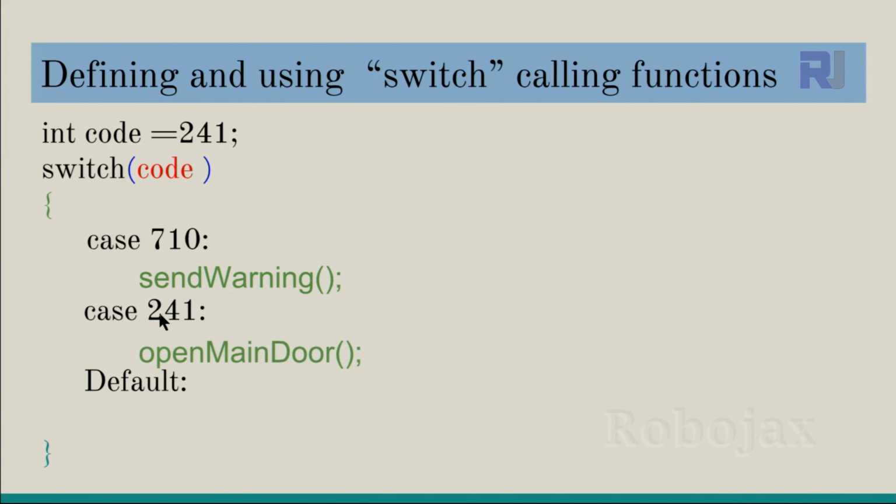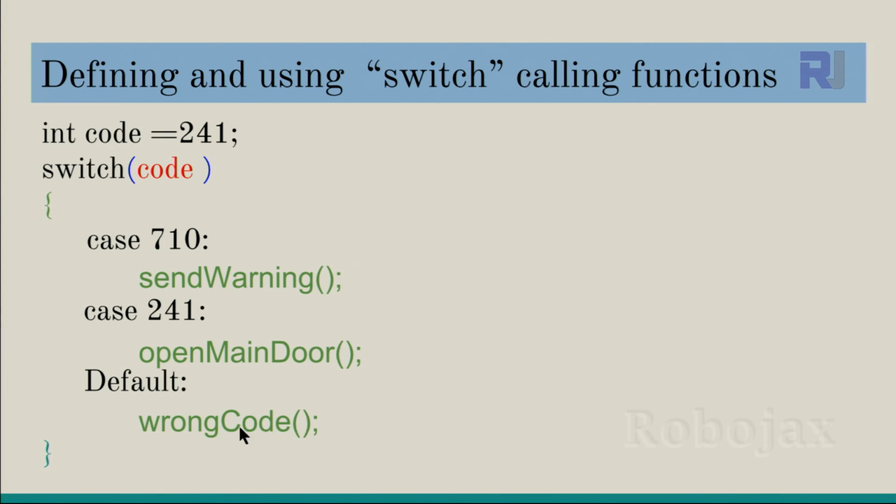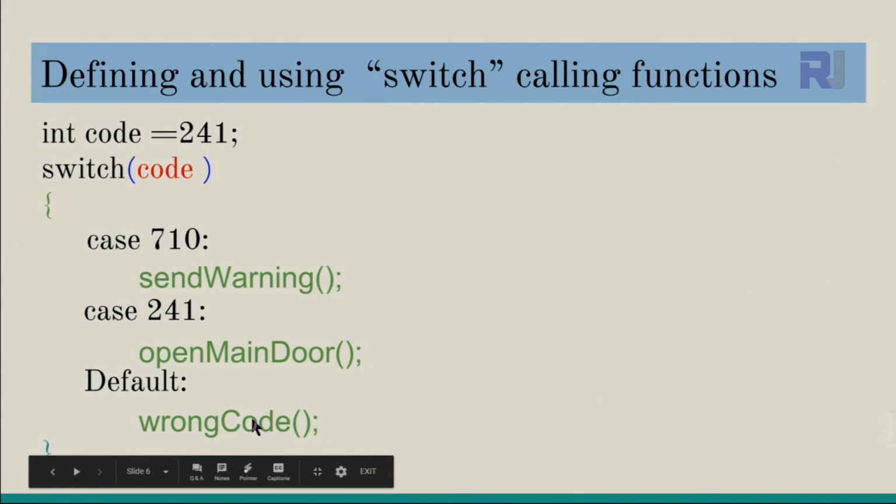Or if the code is equal to 241, then open main door. Default: if this is not true, this is not true, and you can have hundreds of these cases, then say wrong code. Wrong code means another function: send SMS to someone, inform them, or take a picture, or shut the door, or do something else. So this is just a function.